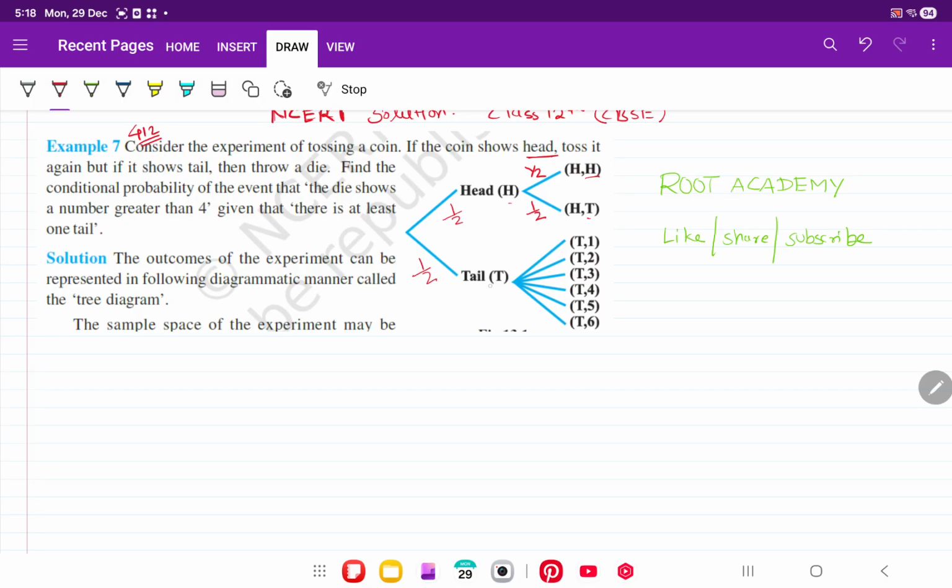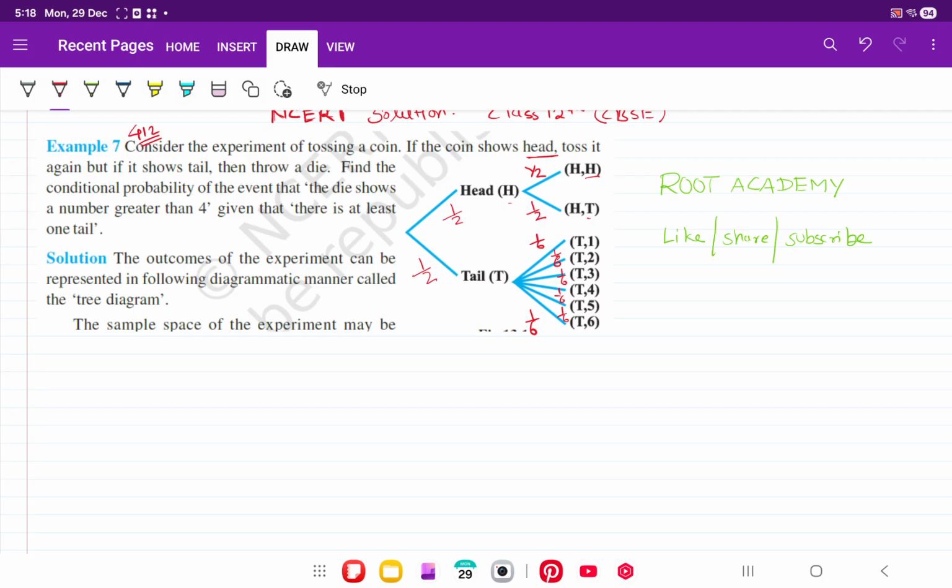Then they're saying if it comes tail, then you are throwing a die. So there will be 6 possibilities, right? And each possibility will have equal probability, 1 by 6, 1 by 6, 1 by 6, 1 by 6 and 1 by 6. Each one will have equal probability, correct?